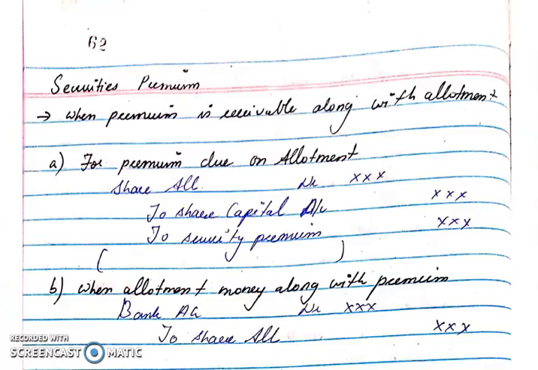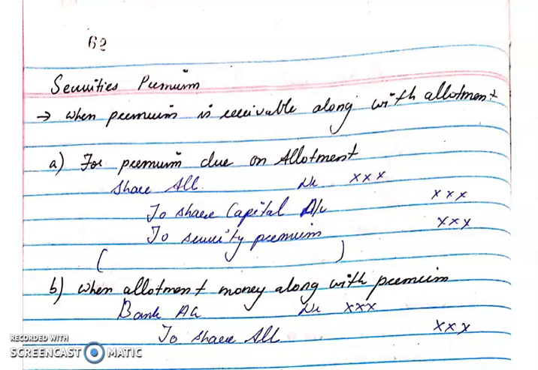So the next method which we are going to start is the security premium. You know very well what the meaning of security premium is. When a company issues a share at a price higher than its face value, the excess amount is called share premium, which should be credited to the security premium account.